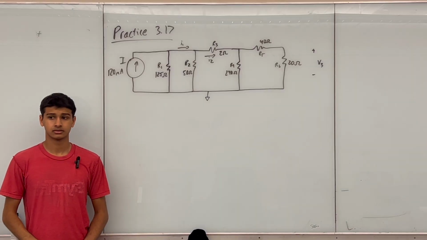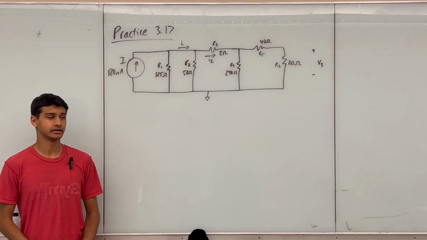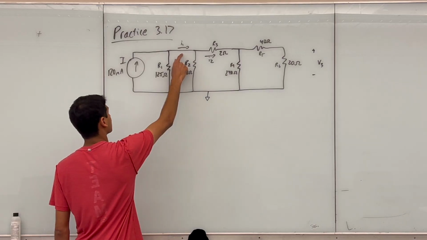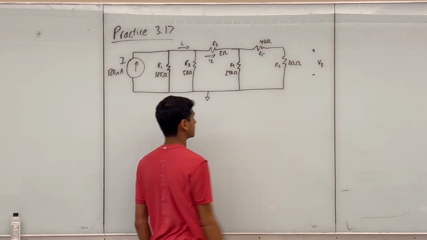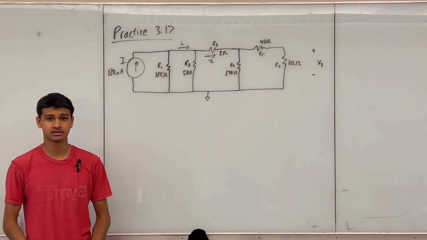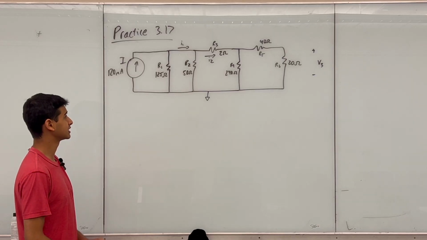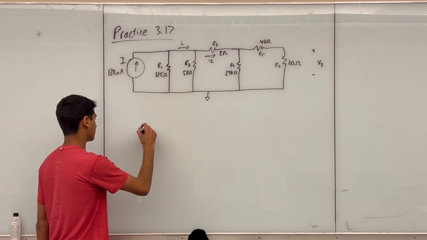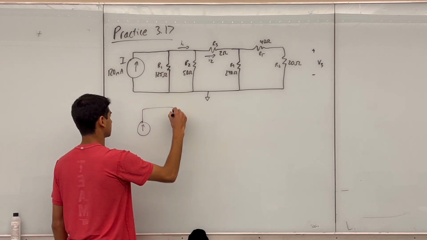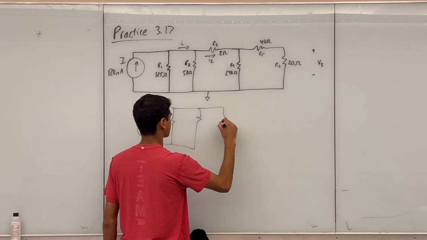So the next thing I'm going to be doing is practice 3.17 from Engineering Circuit Analysis by Hayt. And it asks us to find this current I1, current I2, and this voltage V3 using resistor combination methods and current division. And the reason we can't use current division straight away here is that we don't have it in the structure that we want for current division, which looks like this.